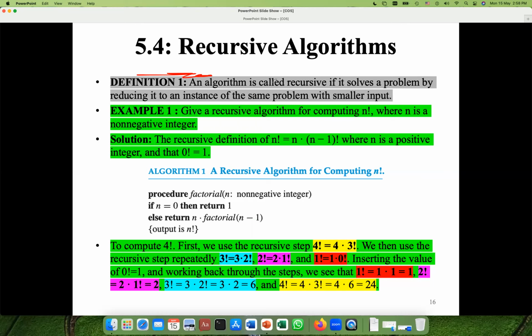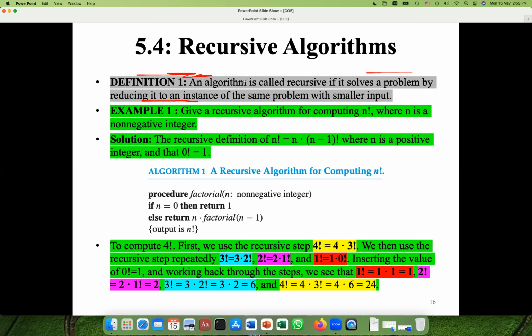But here maybe you will have the definition according to the author of that book, Rosen. An algorithm is recursive when it solves a problem by reducing it to an instance. Instance means piece. That piece is something small. I don't know what the Arabic word for piece is. Qatar? Qatra? Kita. Okay, now I'm okay.